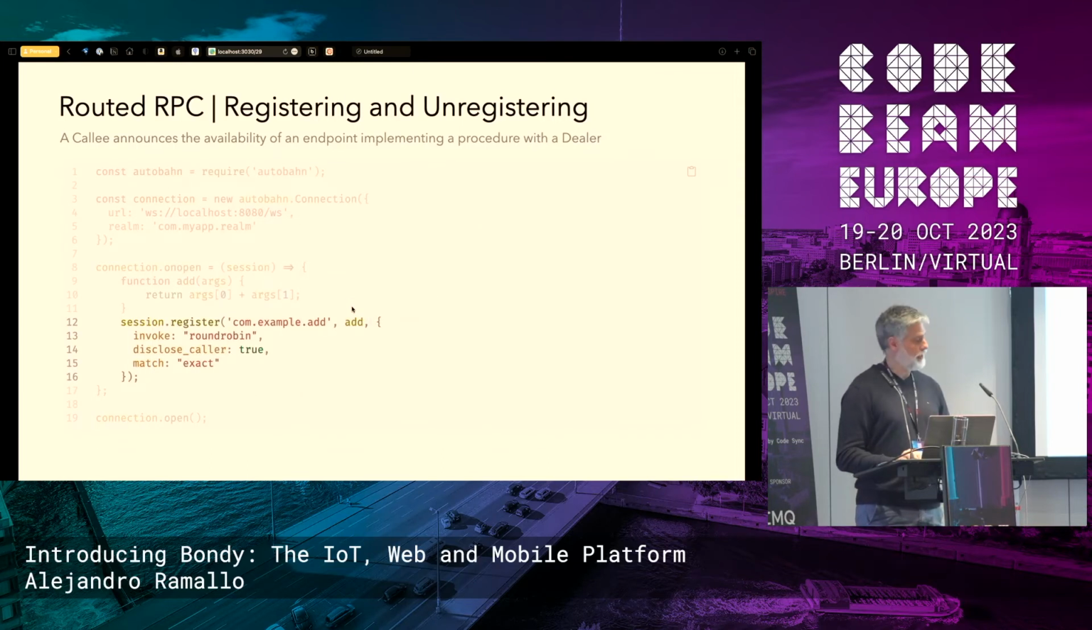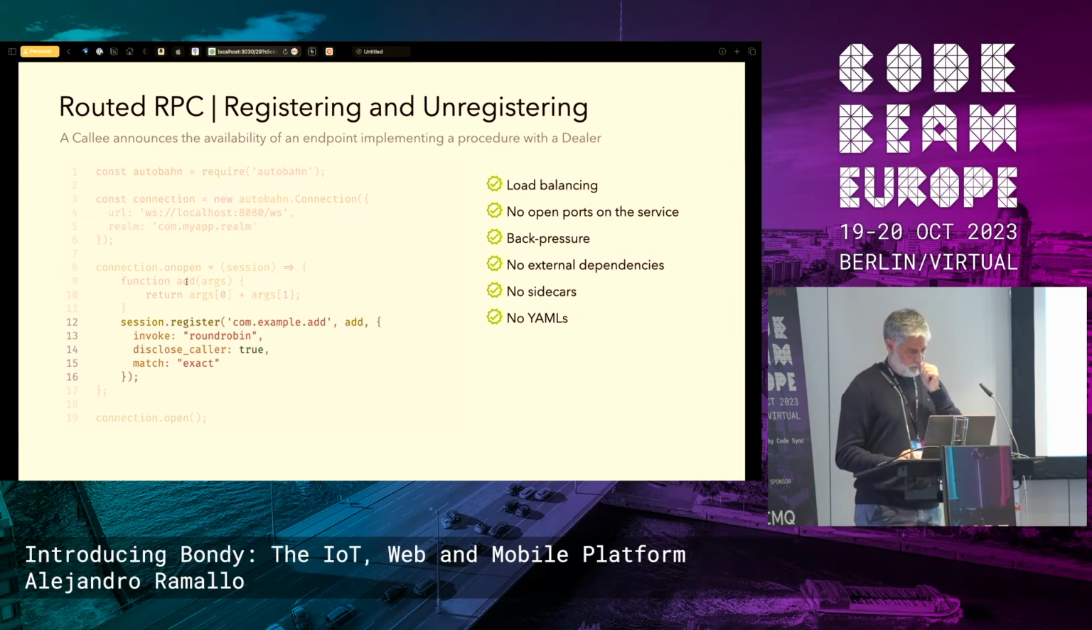Again, registering, in this case using round robin, is as simple as this, right? So I have a function there called add, and now I'm publishing add. So now this function is available to be called by anybody connected to the network. So you get load balancing, and more important as well, there are no open ports on the server side, or on the client side, which is really important for IoT.